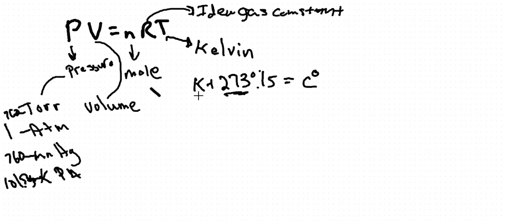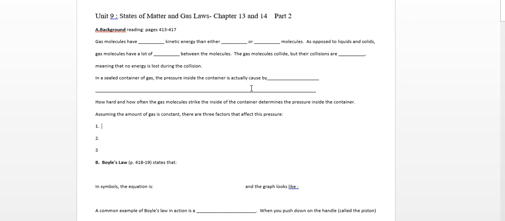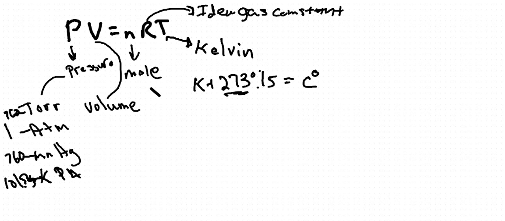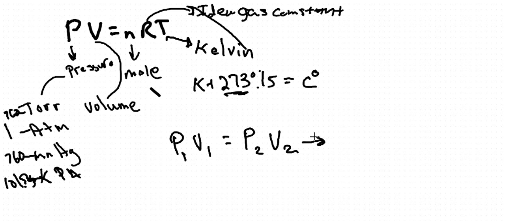So now let's talk about each individual piece that they have listed here in your notes. Boyle's law talks about how pressure and volume are related to one another. So in this equation, everything stays constant except for pressure and volume. So you have PV: pressure 1, volume 1 is equal to pressure 2, volume 2. That's Boyle's law.